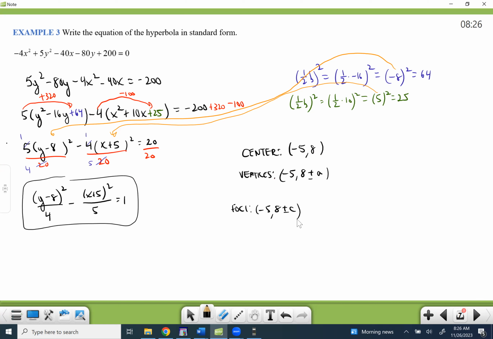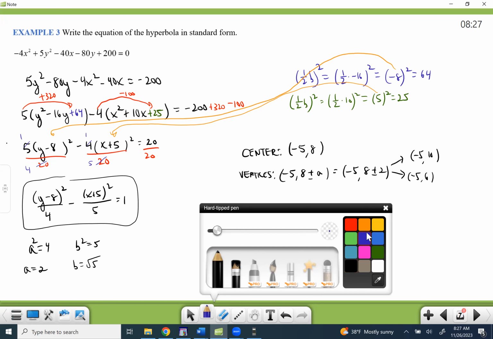So A, in this case, well, A squared is 4, so A must be 2. And B squared is 5, so B must be square root of 5. Okay, but let's go ahead and put the A in. So this is going to be -5, 8 plus or minus 2. So -5, 8 plus 2 is 10, and then -5, 8 minus 2 is 6. So those would be our vertices.